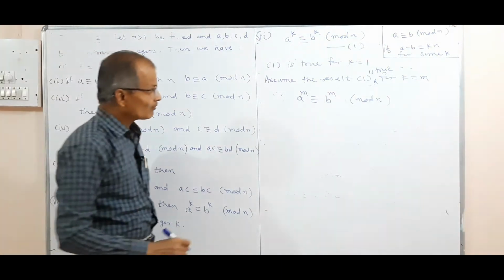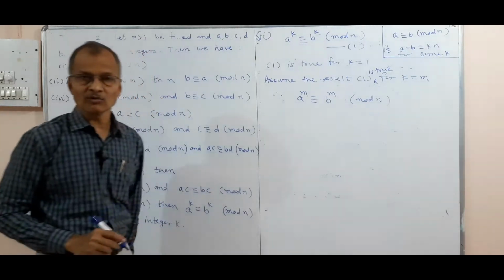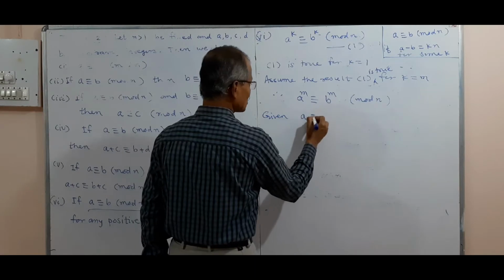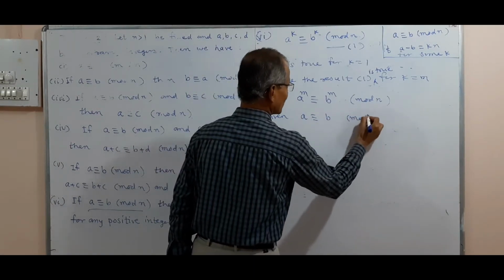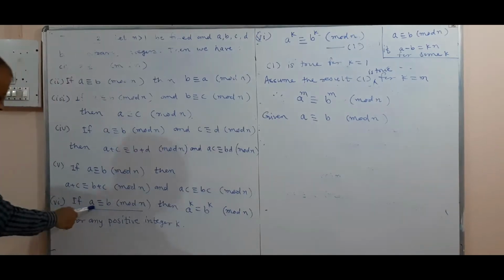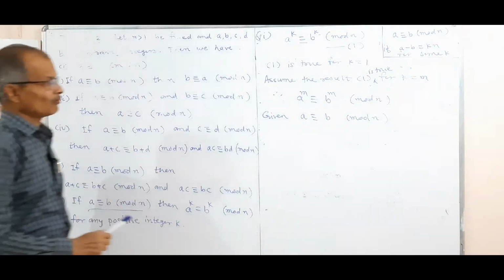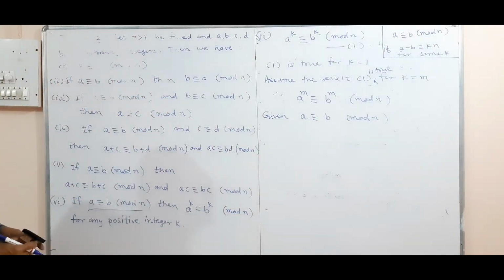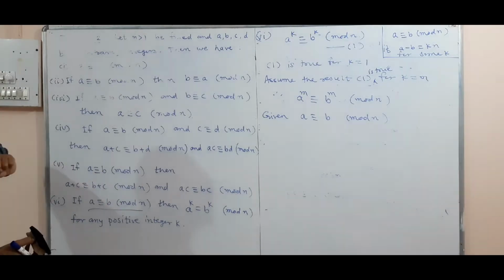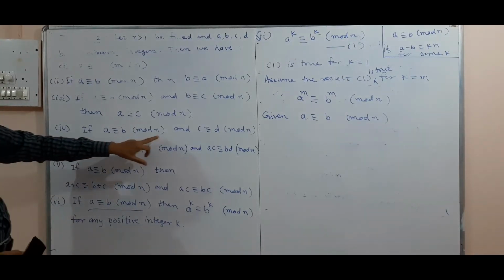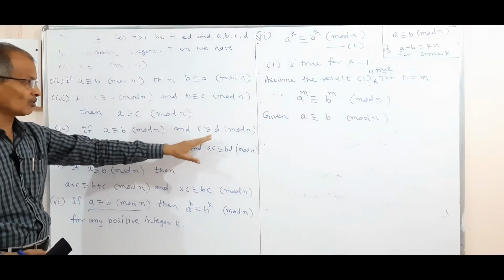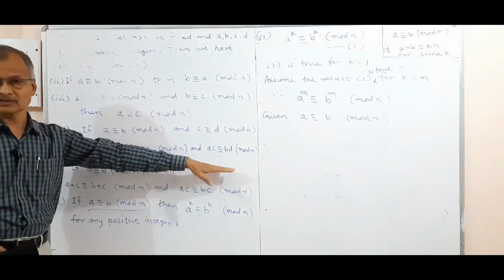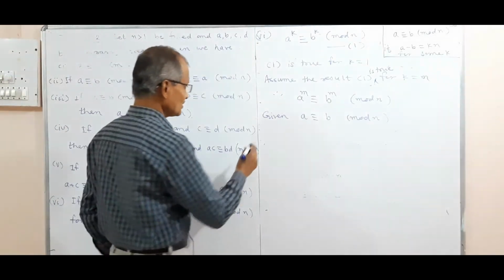Now what we have to prove is that it is true for k is equal to m plus 1. Also we are given A is congruent to B mod n. So this is given, and now we multiply these congruences side by side. So this is the property, as you may observe. Which property is this? A is congruent to B modulo n and C is congruent to D modulo n, two congruences. Then A into C is congruent to B into D under the same modulo.